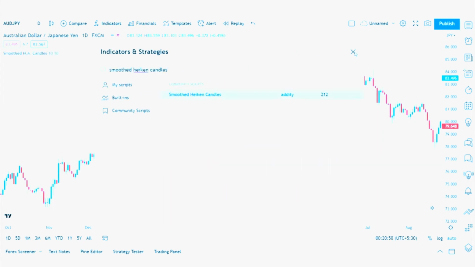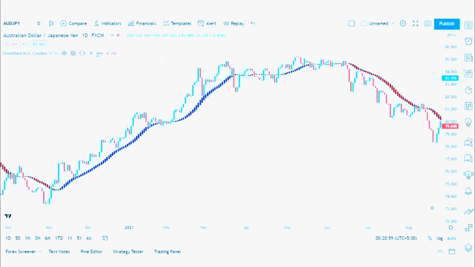First of all, we have to search for smooth Heikin candles in the search box of TradingView, and click on the smooth Heikin candles option, in which we have to change some settings. We have to replace period 4 with 10.